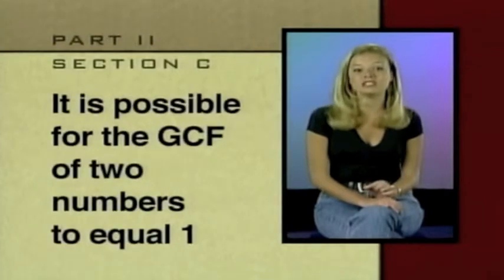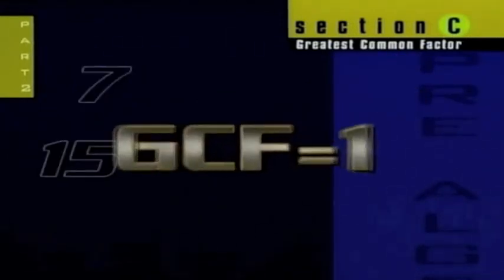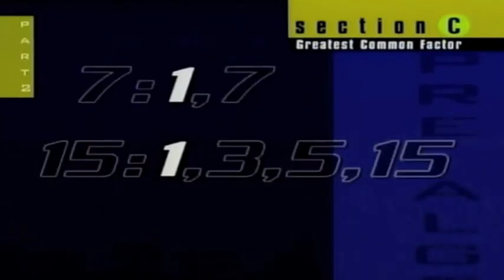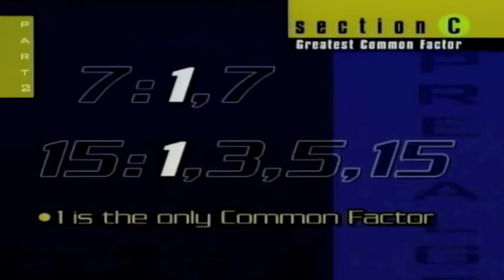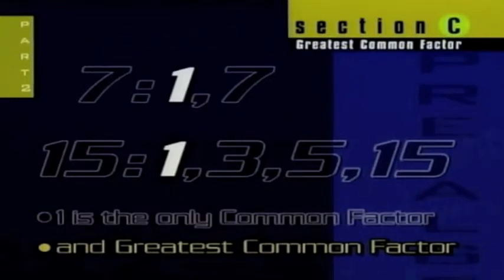Another thing to know about the GCF is that it's possible the GCF of two numbers will equal 1. For example, with the numbers 7 and 15, 1 is the greatest common factor because after we factor them out, we see that 7 and 15 have no other factors in common. So, 1 is both their only common factor and their greatest common factor.